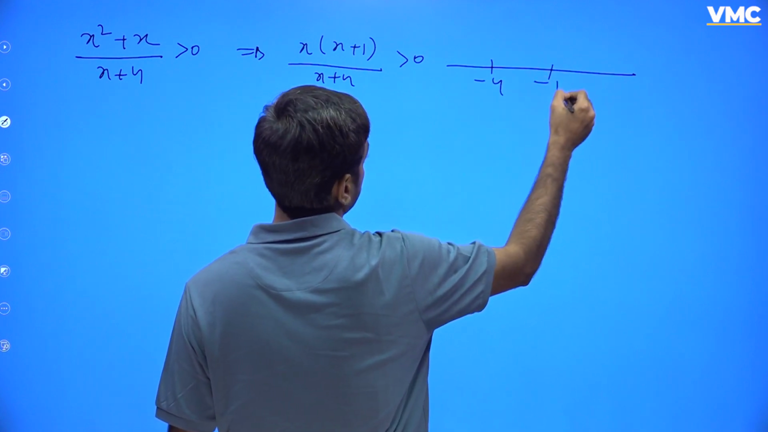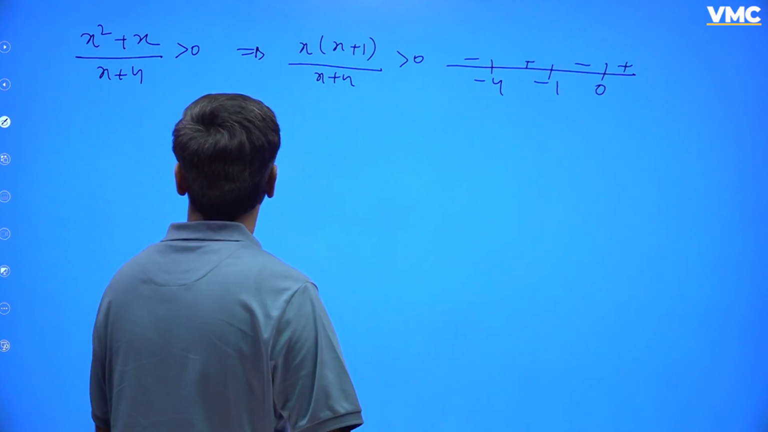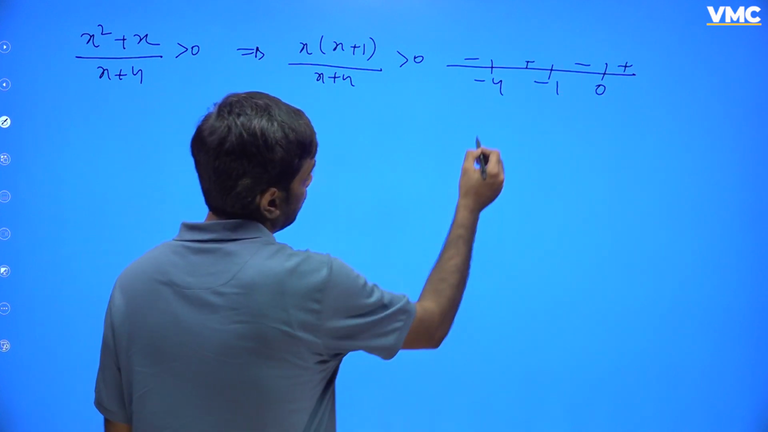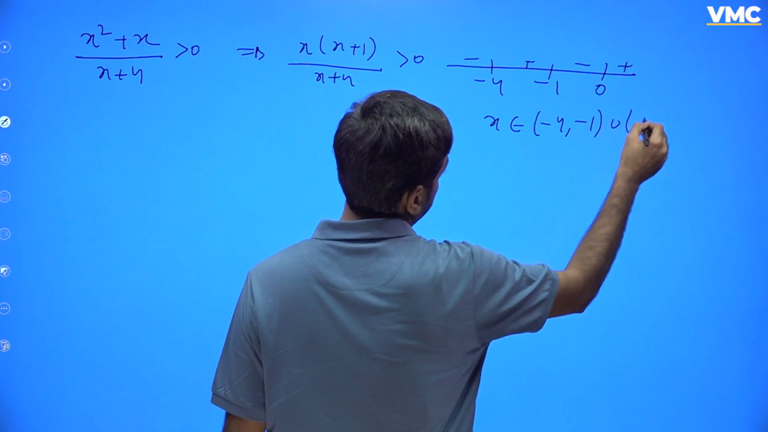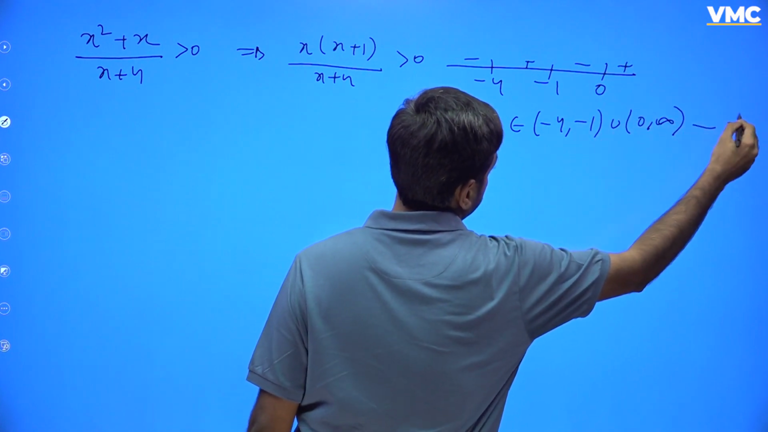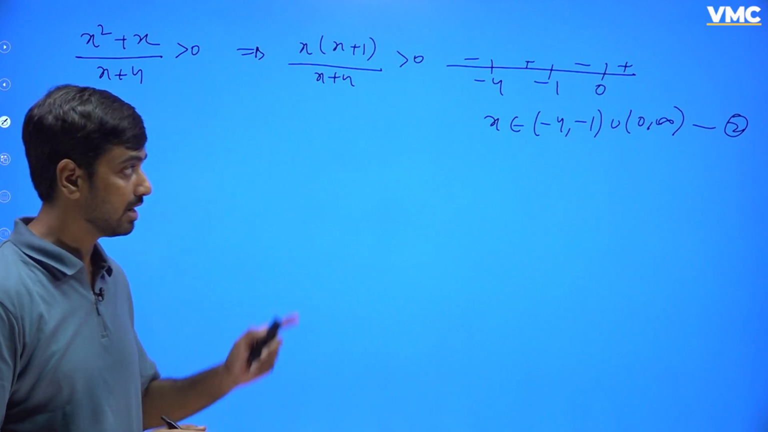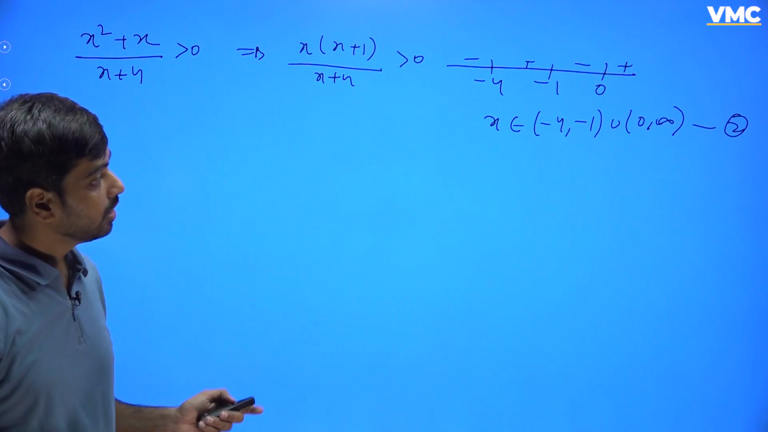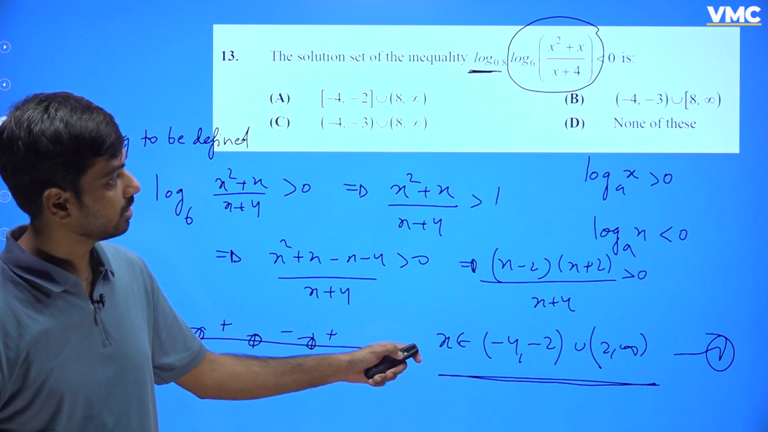So -4, -1 and 0. Plus, minus, right? Now when you solve this, you will get x belongs to -4 to -1 union 0 to infinity. So this is the second set. Now when you take the intersection of these two sets, I'm just defining the log. After this, I will start solving the inequality. So -4 to -1 union 0 to infinity. When you take the intersection of these two, what will you get?